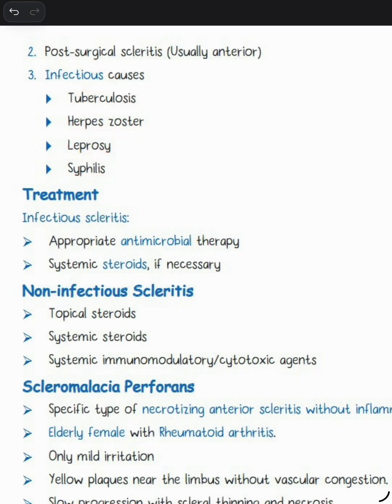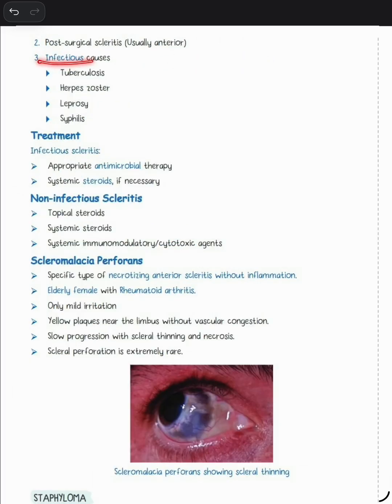And we can also see post-surgical scleritis, because during the cataract surgery we give an incision of the sclera, so after the surgery we can also see the scleritis, and it is usually anterior. Based on the history and the investigations, we need to rule out the cause of the scleritis. Either it can be post-surgical, infectious, or non-infectious. If we have identified the cause of the scleritis, then we give the treatment accordingly.